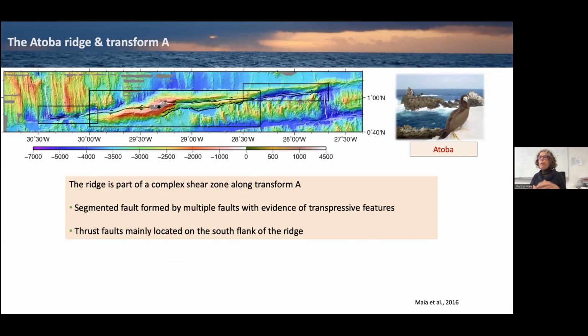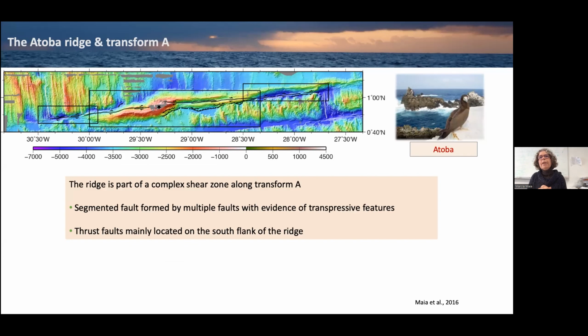We will go back to this point a little bit later. So now if you go to Atoba, as I said, is something that is very unusual. It's very particular. It's a unique feature in the world. By the way, Atoba is the name of a marine bird that nests in these islets shown there.